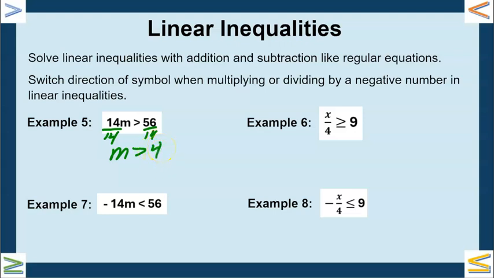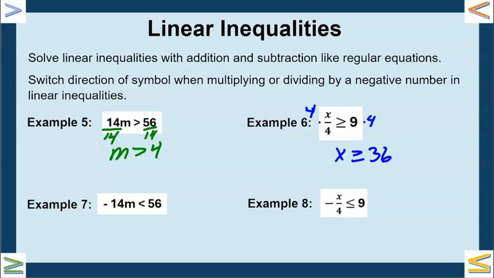Example 6, x divided by 4 is greater than or equal to 9. To get x by itself, the opposite of dividing by 4 is multiplying by 4. So I'm going to multiply both sides by 4, and I have x is greater than or equal to 36.